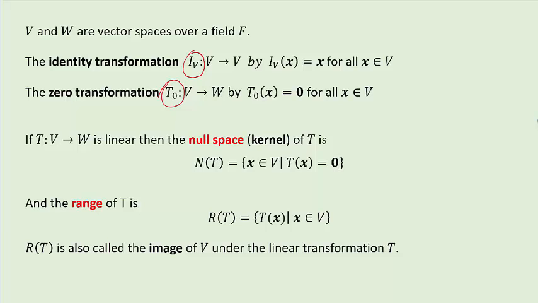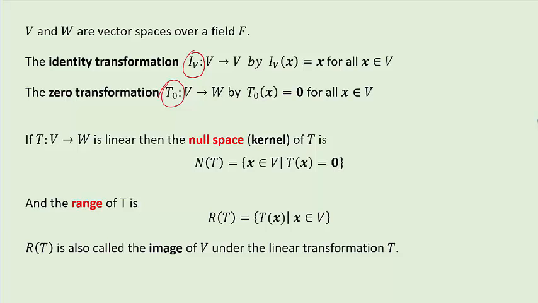So the range of T0 is simply the trivial subspace of W, which is the set containing the 0 vector. If T maps V to W is linear, then the null space of T is, well, it's the kernel. We already know about this.